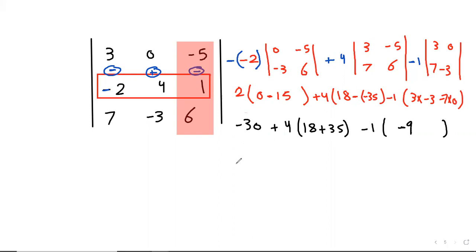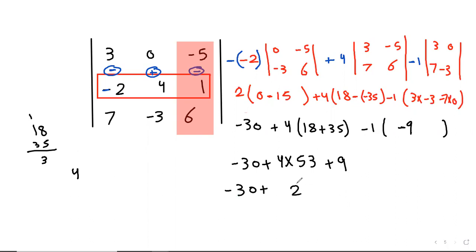So it's -30 plus 4 times 18 and 35, 8 plus 5, 13, carry up 1, 1 plus 1, 2 plus 3, 5, so it's 53. 4 times 53, and -1 times -9, it's a plus 9. So it's -30 plus 4 times 3, 12, carry up 1, 4 times 5, 20 plus 1, it's a 21, then plus 9. So it's -30, and here we have plus 212 plus 9.